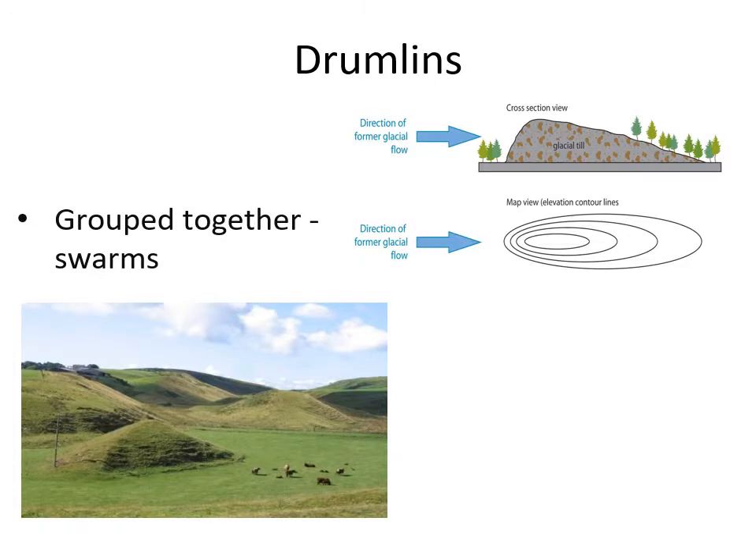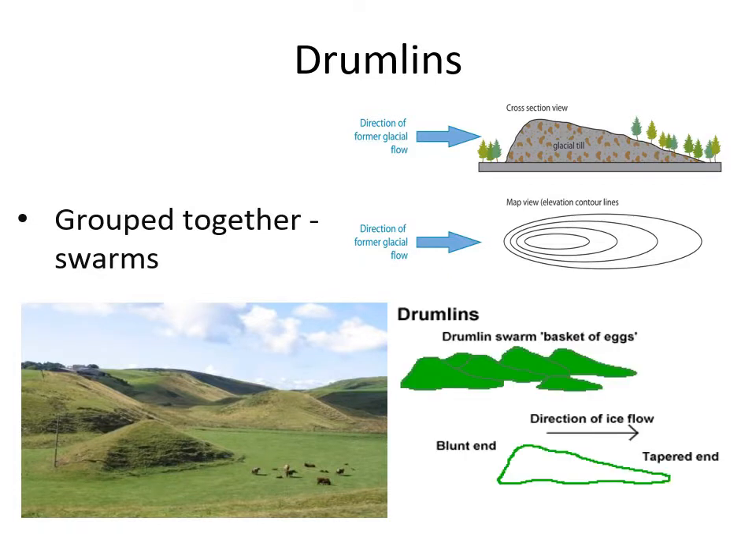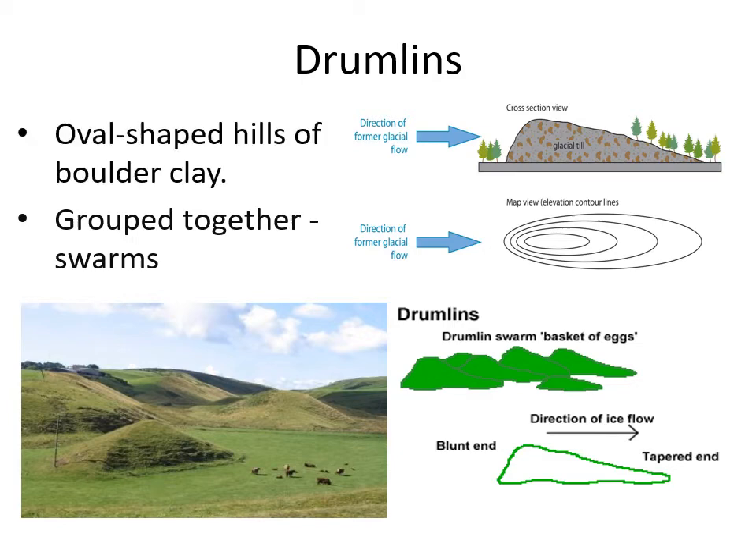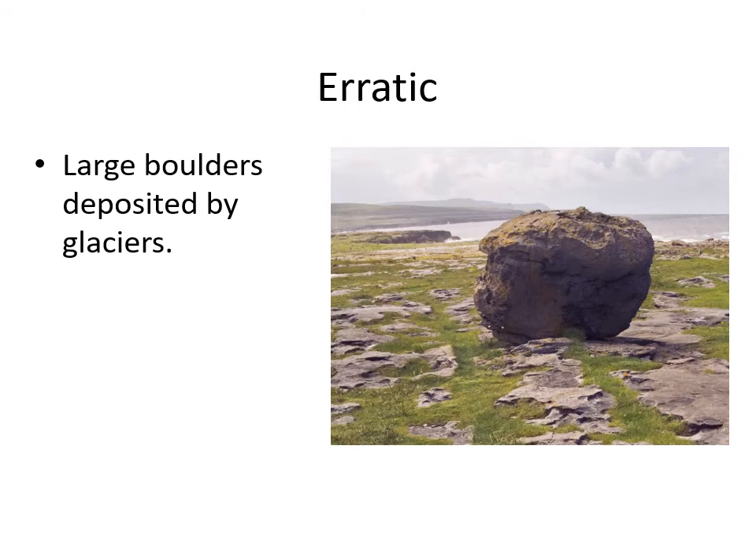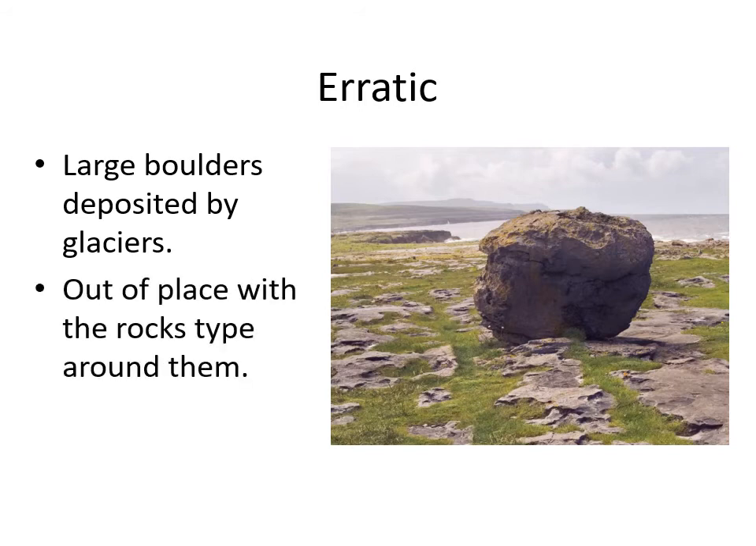Next up, drumlins, a feature of deposition. They're small little hills of boulder clay grouped together in swarms, often referred to as basket of eggs topography. You have one steep side and one gently sloping side. Drumlins can give you an indication of which way the glacier has moved. The glacier hits the steep side first, and then it smooths out the other side, making it almost a wedge shape. An erratic is a large boulder or stone out of place with the rocks around it.